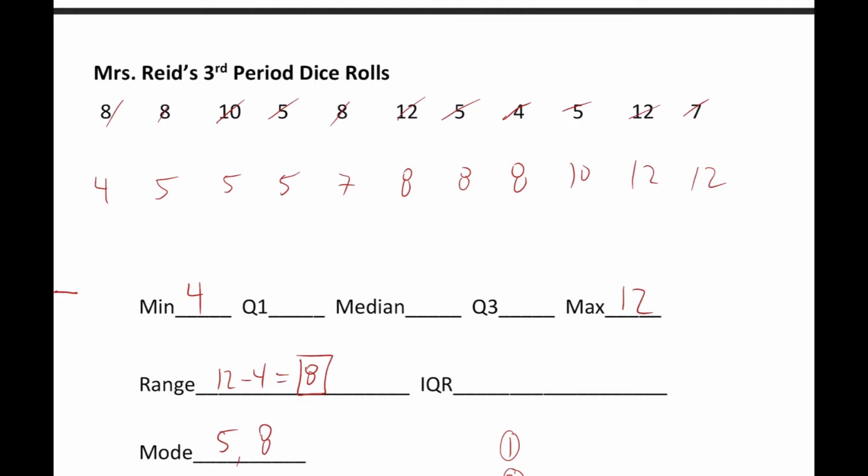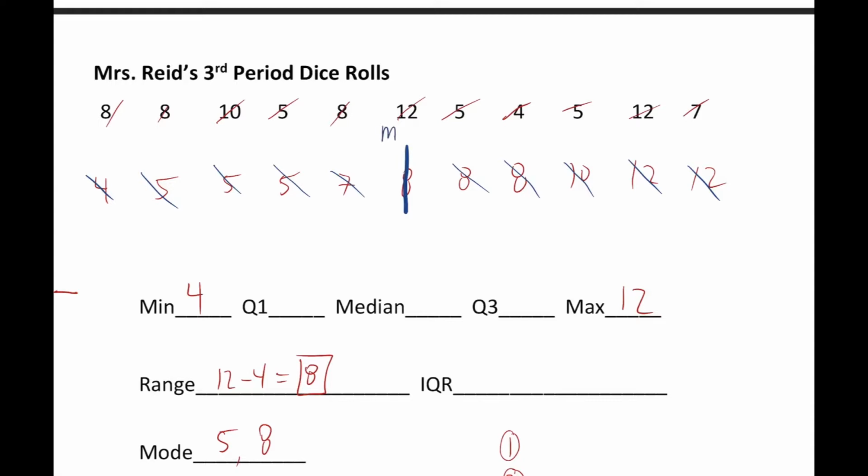All right, so the next thing I need to do is start looking for my median. Once I have my median and my data is split into 2 halves, I can find my Q1, which is the median of the lower half, and my Q3, the median of the upper half. And now that I found a middle value, it's important to draw that vertical line.